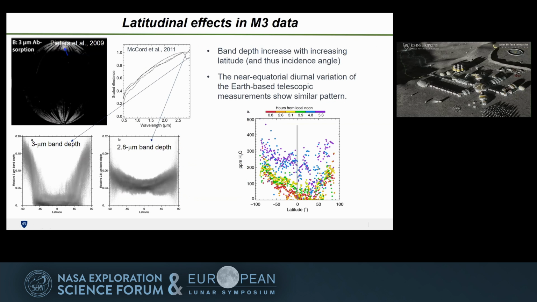But talking about global distributions, we go to M cubed data. This is the typical one that we see. Overplotting the data from the work of Hendrix et al., actually symmetrizing it, inverting it back and forth, it correlates more or less. The point is that both the latitudinal distribution and diurnal effects are consistent with or correlate with incidence angle.